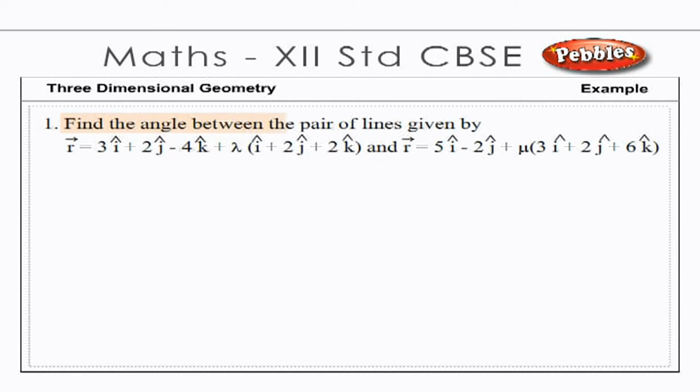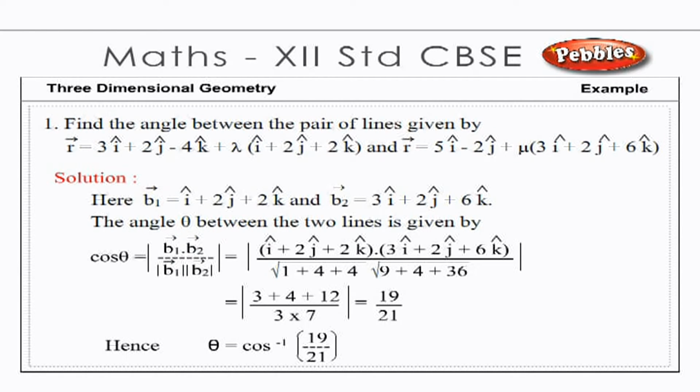Find the angle between the pair of lines given by r vector is equal to 3i cap plus 2j cap minus 4k cap plus lambda into (i cap plus 2j cap plus 2k cap) and r vector is equal to 5i cap minus 2j cap plus mu into (3i cap plus 2j cap plus 6k cap). Solution. Here, b1 vector is equal to i cap plus 2j cap plus 2k cap and b2 vector is equal to 3i cap plus 2j cap plus 6k cap.